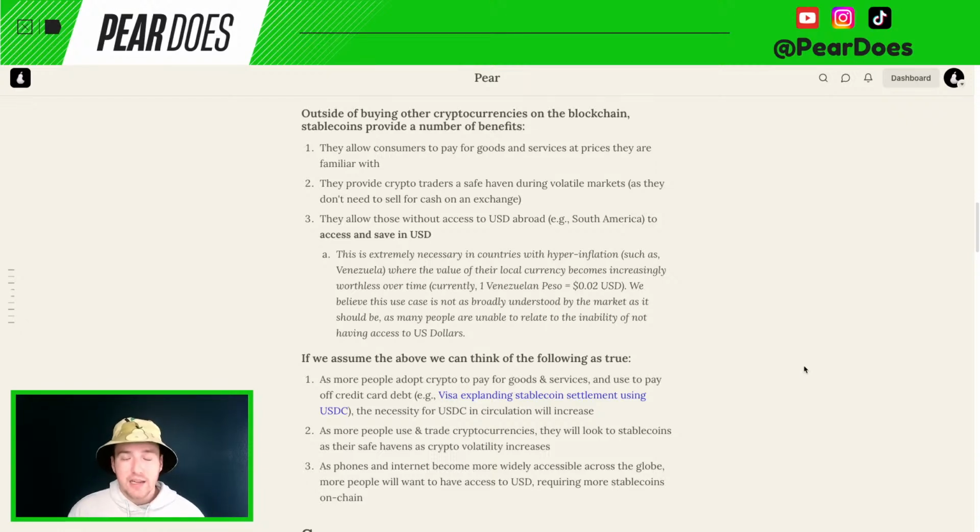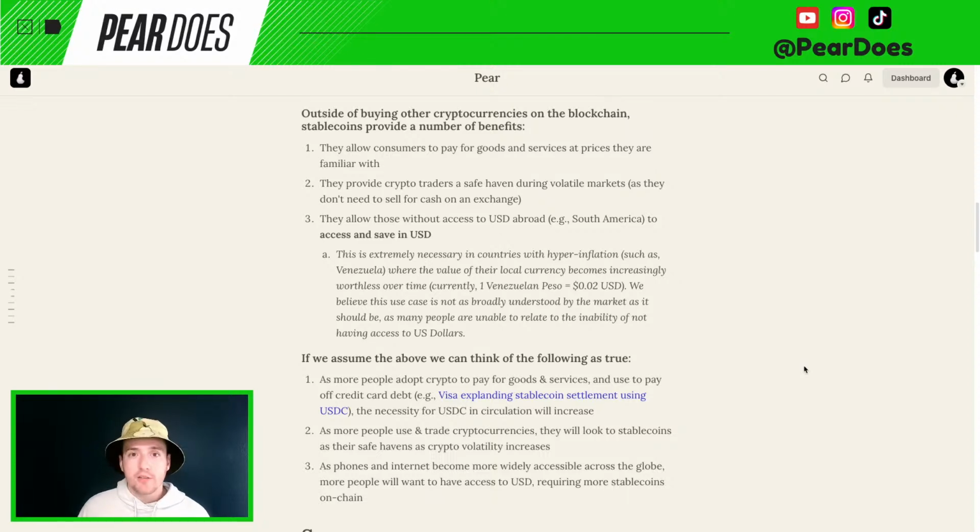And then lastly, as people abroad want to gain access to US dollars or US dollar equivalents, and more people get access to the technology to get online, again, you're going to have more people wanting to access US dollar equivalents and stablecoins, requiring the minting and production of USDC.